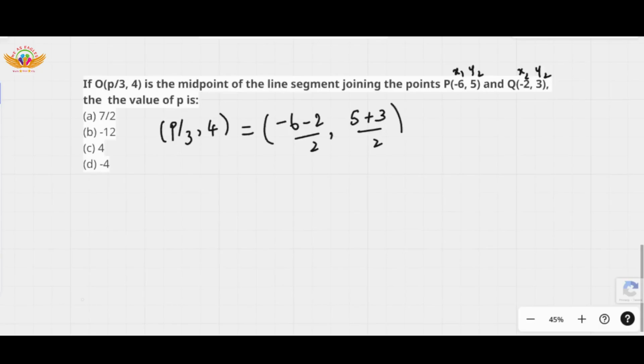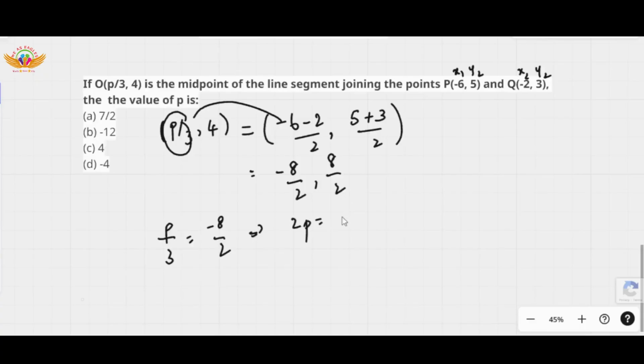See, these are the MCQs. Don't take too long to solve the steps. Most of the time do it in your mind if you are really good. Reduce the steps and get your answer quickly. Minus 8 by 2 comma 8 by 2. So done. Here we want p by 3, so p by 3 must be equal to the x coordinate. So p by 3 is equal to minus 8 by 2, that is 2p is equal to minus 24 and p is equal to minus 12. Hence B is the answer.